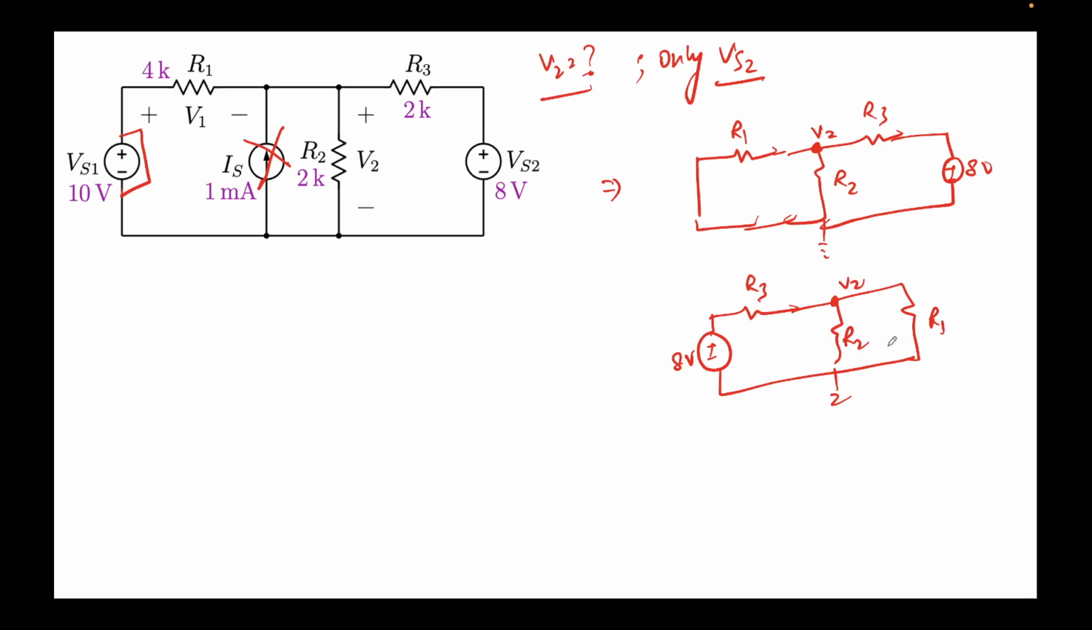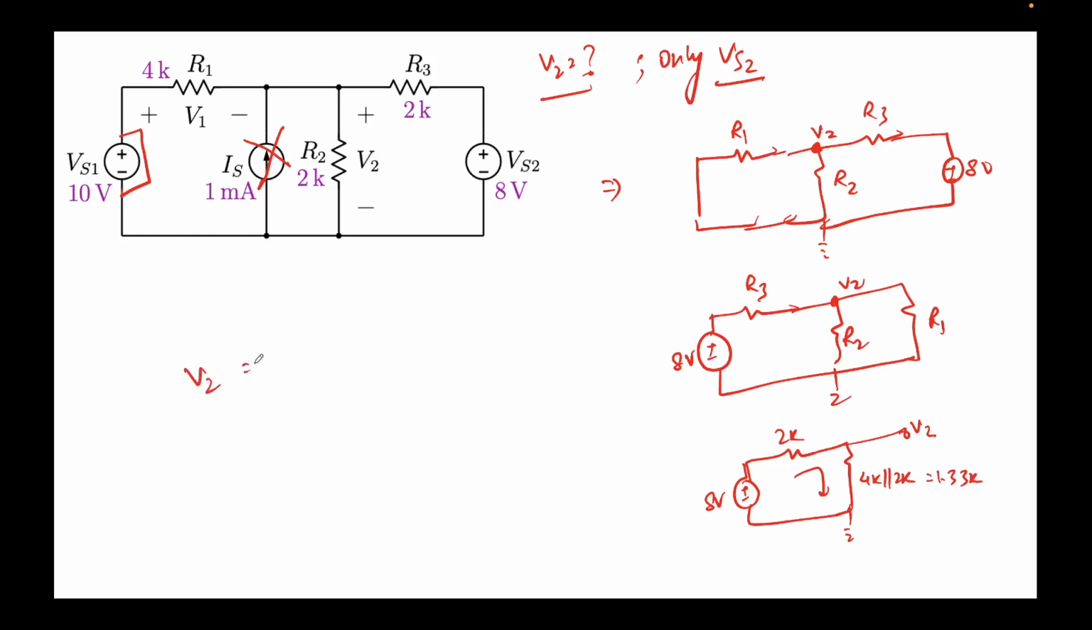So again, you can see R1 and R2 are in parallel, right? So what I'll do is that I'll again draw 8 volts. R3 value is 2K. And this will again be V2. This is ground. And this will be 4K parallel 2K, right? So let me quickly get 4K parallel 2K. So that's 4 into 2 by 6. That will be 1.33K. Again, this is the potential divider.